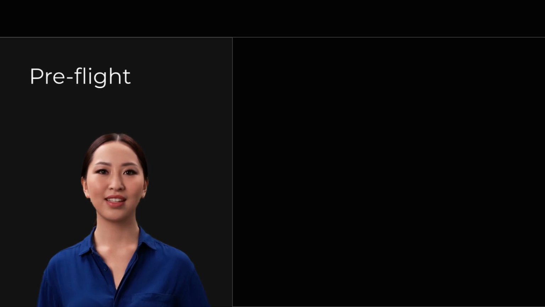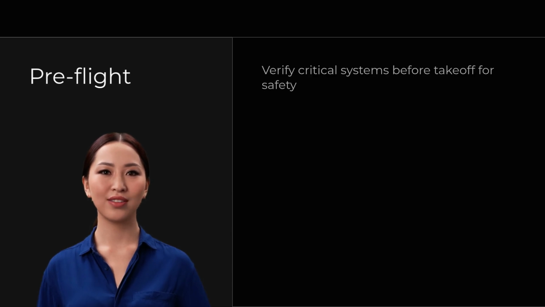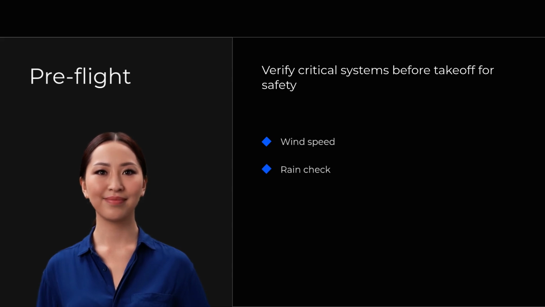A thorough pre-flight check is crucial for safety. Operators must verify all critical systems before takeoff. Check wind speed, rain, and visibility. Inspect the drone for damage and confirm battery levels. Ensure all local airspace restrictions and permits are in place.